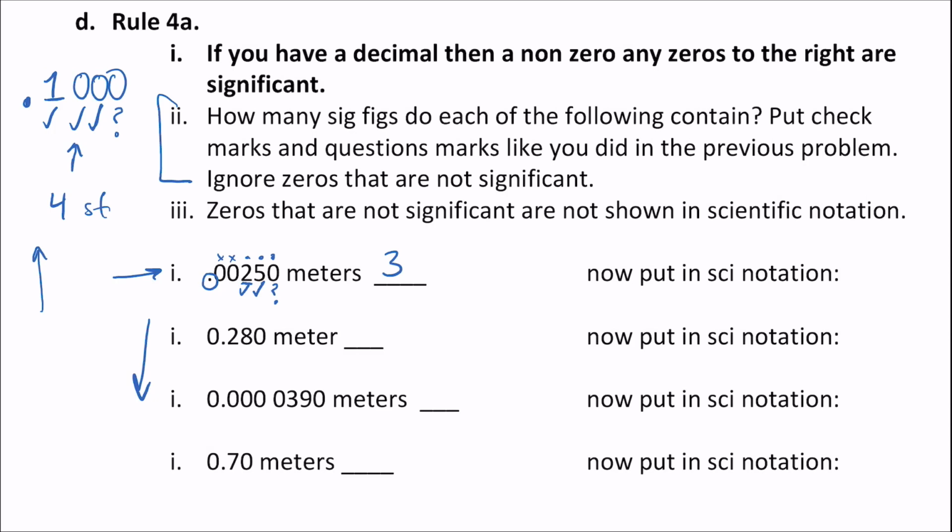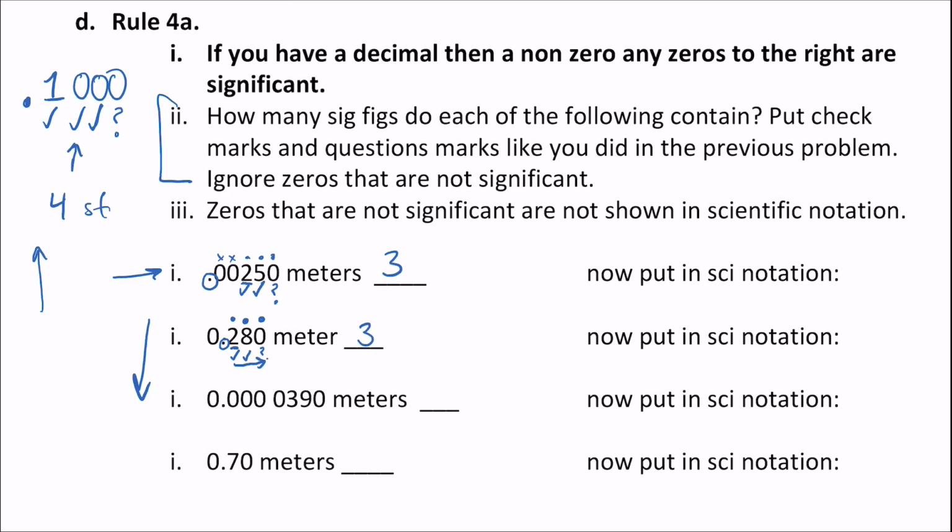Okay, next up, we have a decimal, then we have a non-zero, which means any zeros to the right are going to be significant. So significant, significant, significant. 2, 8, and 0 are all significant. Now, which ones are known? The 2 is known, the 8 is known, the 0 is a guess. So we have 3 here as well.